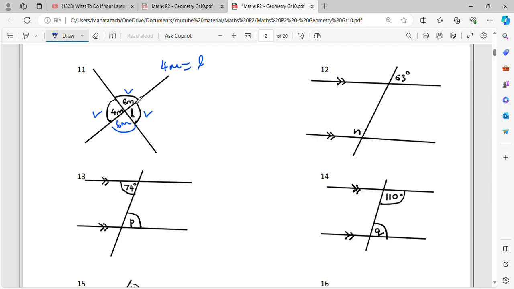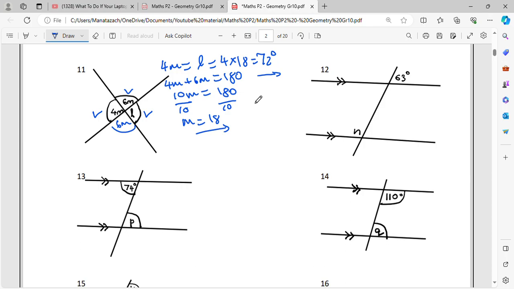You have to realize that this 4m and this 6m are on a straight line. So you'll say 4m plus 6m should give us 180. Then we have 10m is equal to 180. Divide by 10 both sides. Then m is 18. If m is 18, that means L is going to be 4 times 18, which is 72. So L is 72 and then m is 18 degrees.